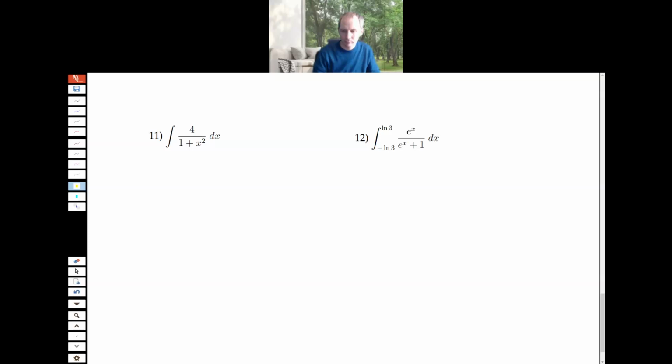So if you're getting stuck on number 11, I'll give you a hint there. It's not actually a U substitution. So 11 is a little bit of a trick. You've got to take advantage of inverse trig functions. 12 is a U substitution.